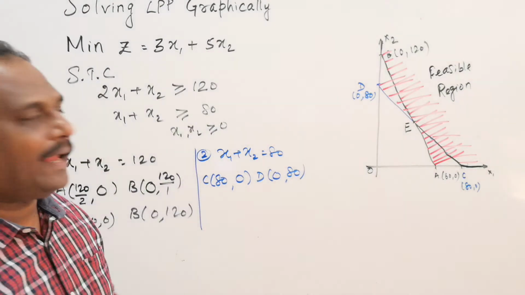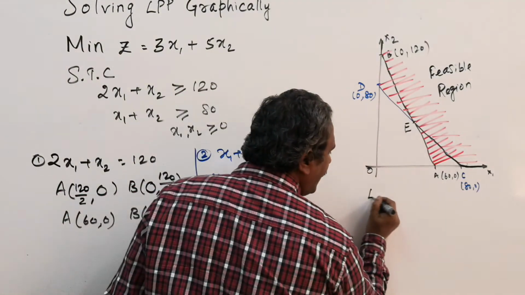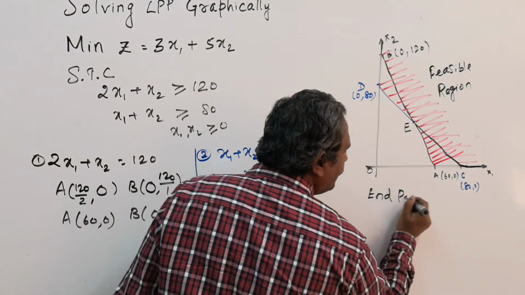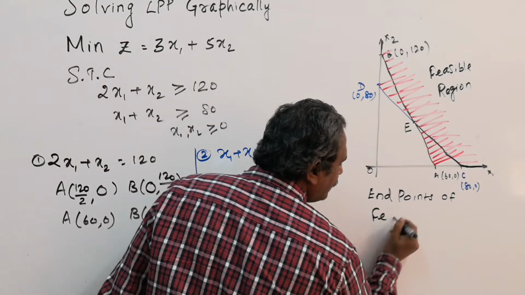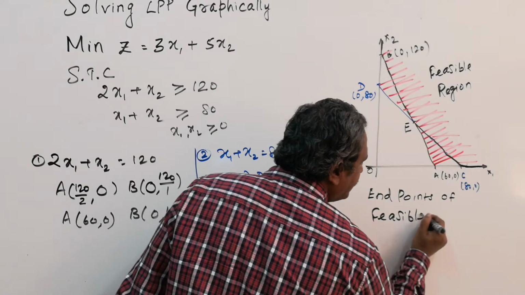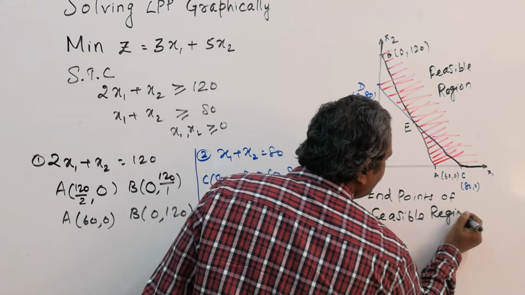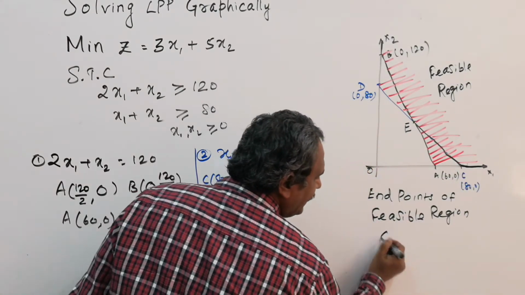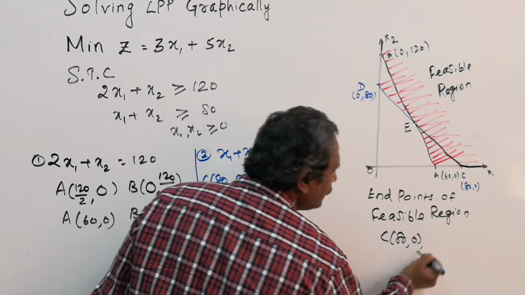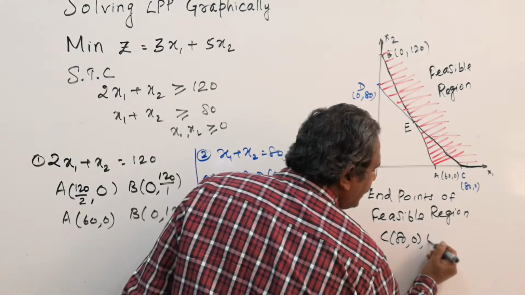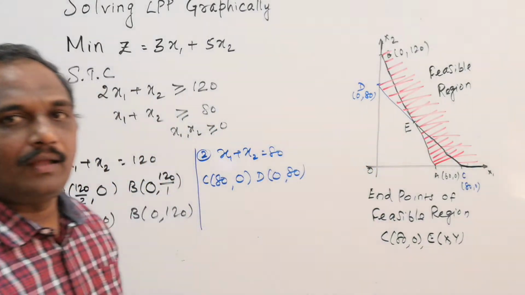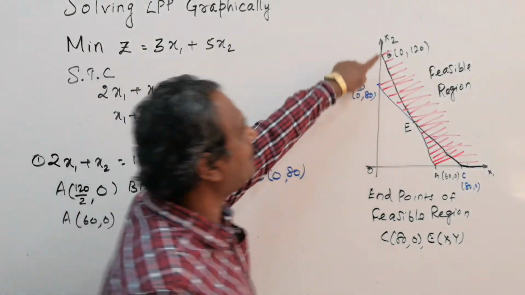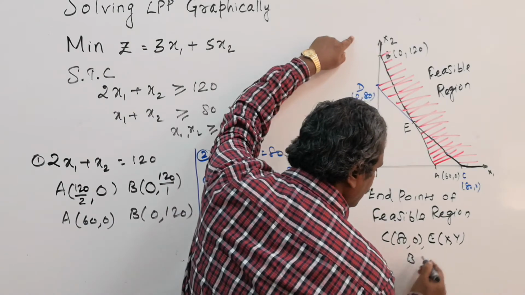When I check the end points of the feasible region, one point is C (80, 0). There is another point E, which we don't know yet; we are going to find this point (x, y). And we have the third point on the top, D (0, 120).